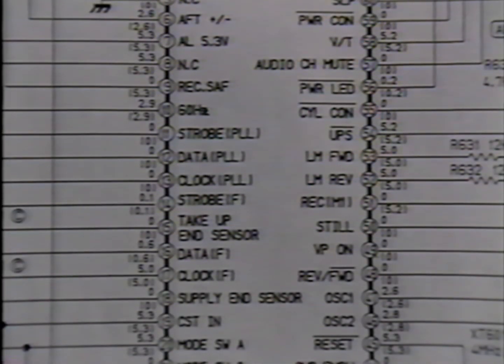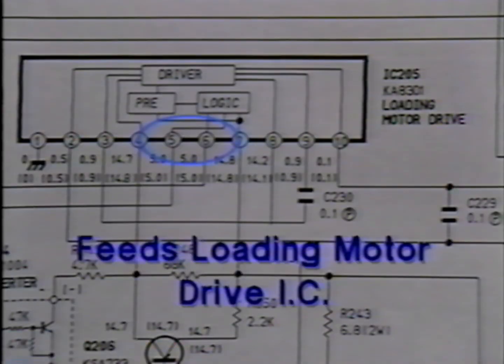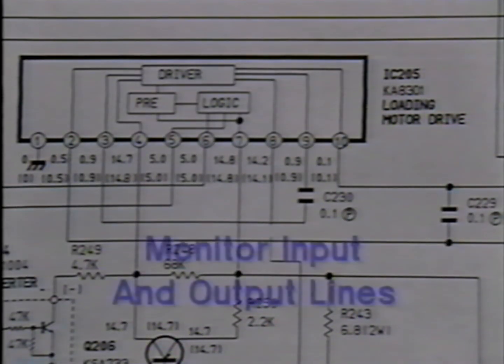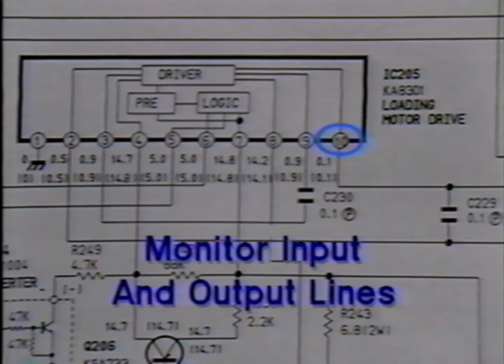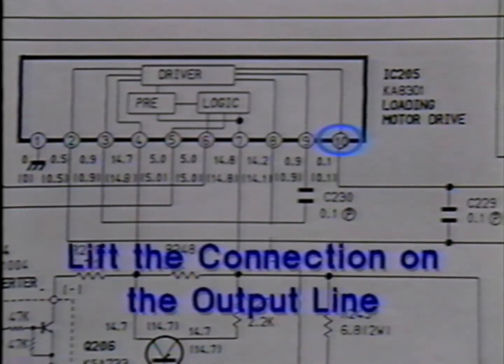When troubleshooting problems related to inoperative control functions, one other component should be carefully tested. In this VCR, the microprocessor outputs a signal to turn the loading motor on or off. The microprocessor itself does not have the power output needed to directly drive the motor, so the microprocessor's output signal is fed to the loading motor drive IC, which actually controls the motor. If the motor is unresponsive, this IC must be checked for proper operation. Monitor its input and output lines. If the input changes but its output does not, lift the output line and observe the signal again.